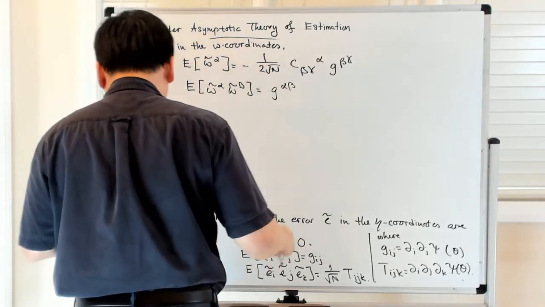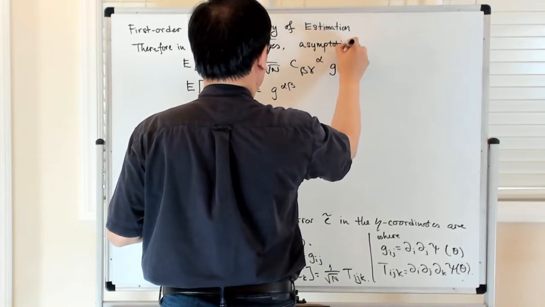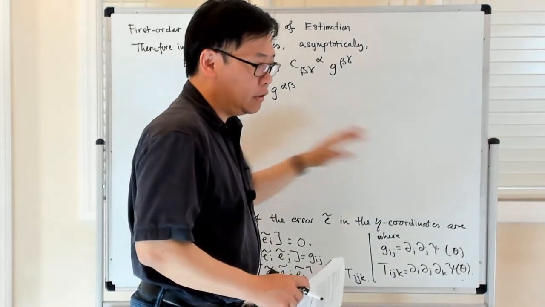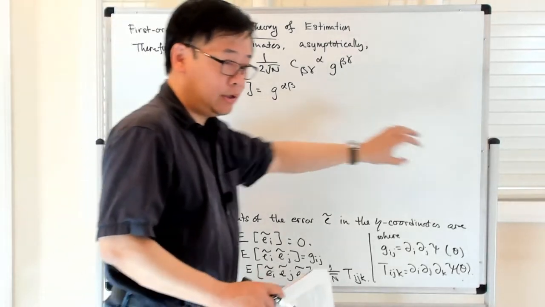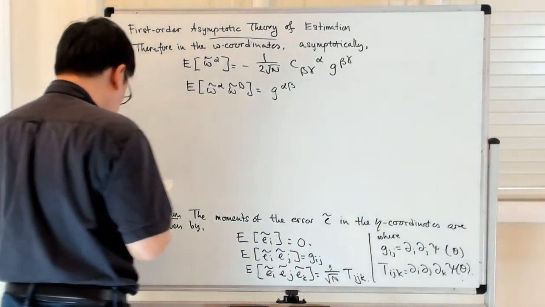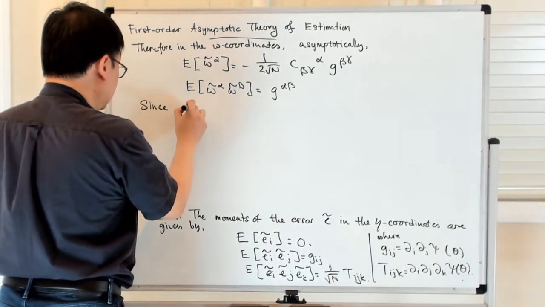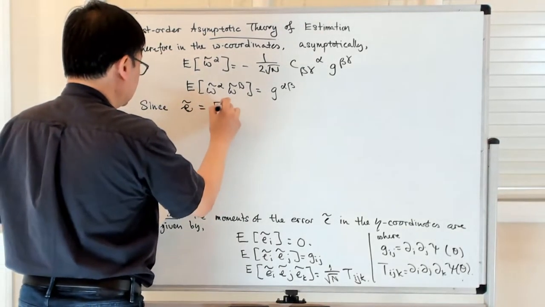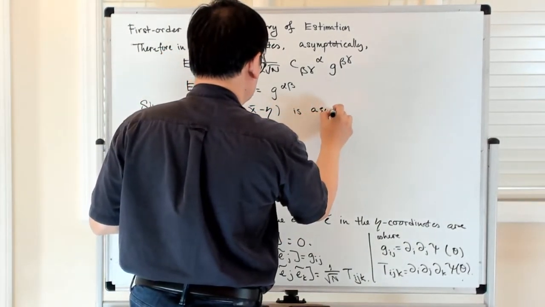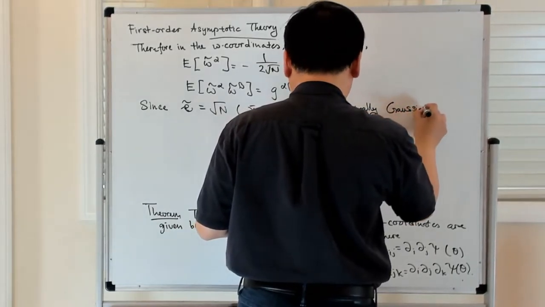I should say that all this is asymptotic, so I'm looking at the limit as n goes to infinity. If you recall, unfortunately I just erased it, that Taylor expansion, and that remainder term vanishes when n goes to infinity. So we're just left with these things. All right, so that's one thing. And then since e tilde, equal to square root n of x bar minus eta, is asymptotically Gaussian, the central limit theorem, right?